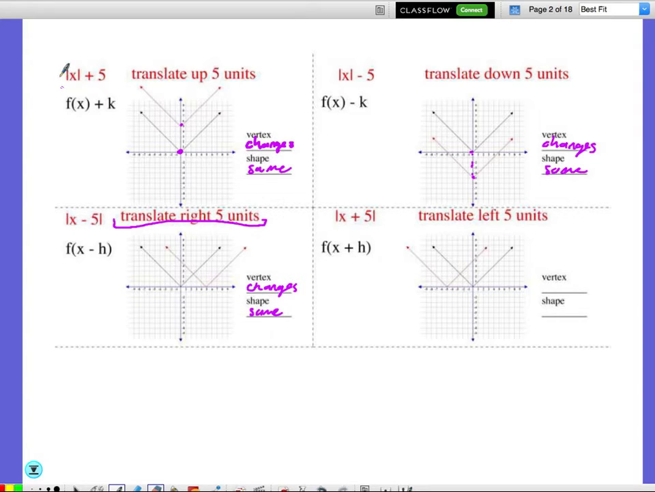Again, the difference between this and this: we're adding 5, but here we're adding 5 on the outside of the absolute value. Here we're adding 5 inside the absolute value. So that means that looking at the graphs, we can see that the vertex changes and the shape stays the same.